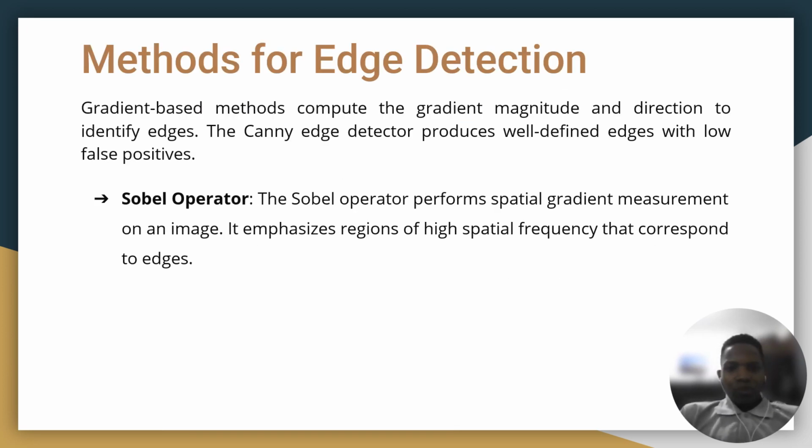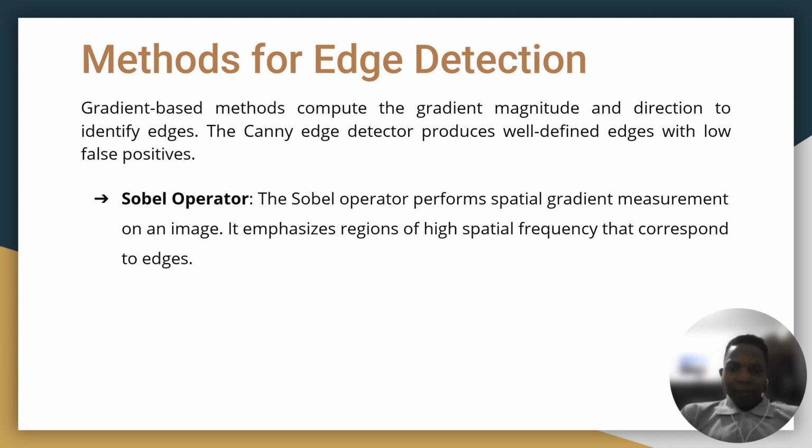So what different methods can we use to actually detect edges in our images? There are gradient-based methods. Like we said, we can use gradients to compute edges, but what methods actually use this particular form of technique? Gradient-based methods compute the gradient magnitude and direction to identify edges, right?